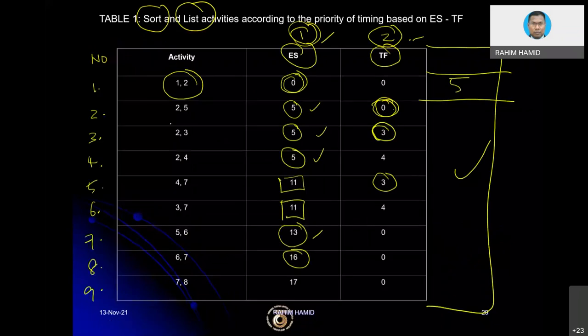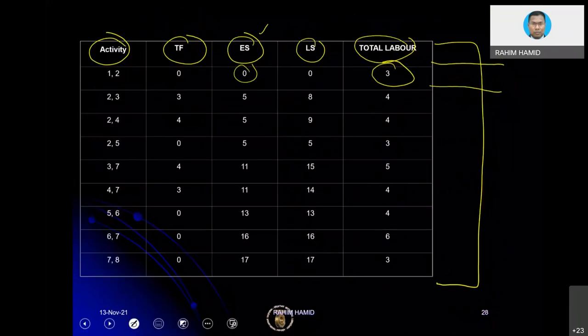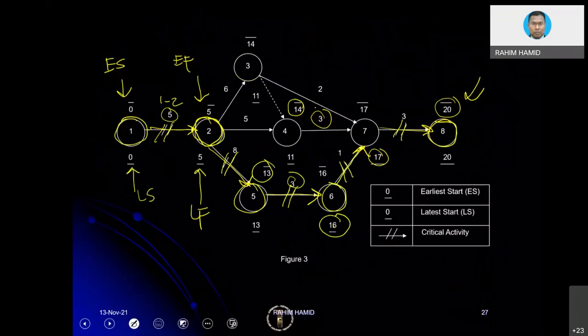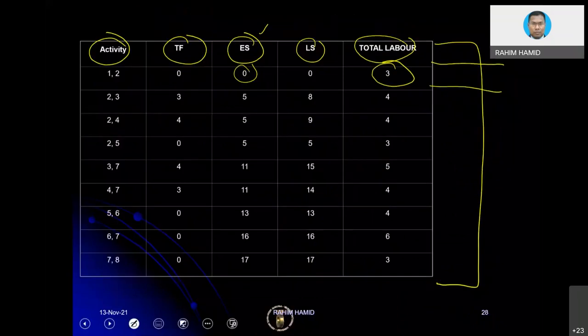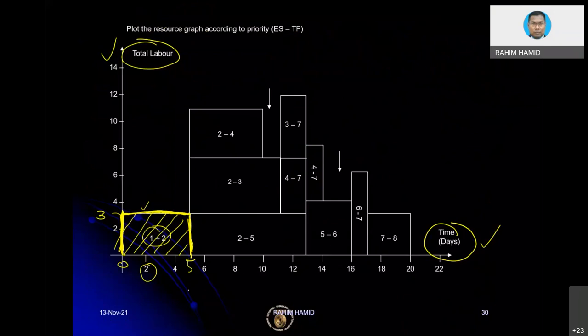And then number two is basically activity 2, 5, starting on the 5th day. What is the duration of 2, 5? Let's go back: 2, 5 would be 8 days. Right here, 8 days. All right, and then how many labor would be 4. Okay, so on the 5th, this is the start of activity 2, 5, and then it will go on for 8 days. So 8 days means 8 plus 5 equals 13.